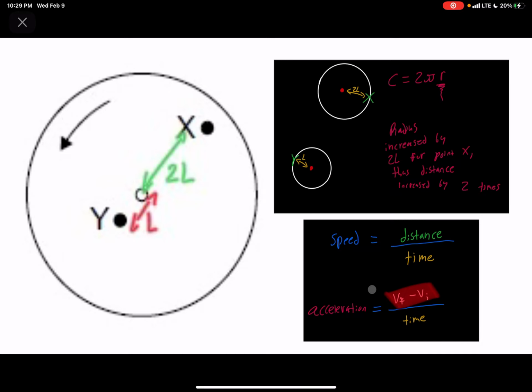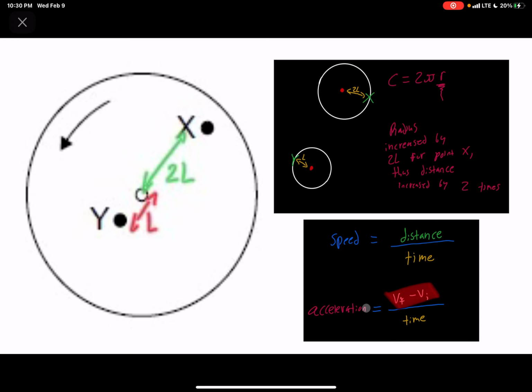And now we want to find the acceleration. The acceleration is the final velocity minus the initial velocity, or the final speed minus the initial speed, divided by time. We already know this is going to be 2v, so 2v divided by time, and the time is the same, so it doesn't really matter. So acceleration is going to be equal to 2a, because the velocity is doubled and the time is the same. The acceleration for y is a, then for x it's going to be 2a, because the velocity doubled, which is the only difference.